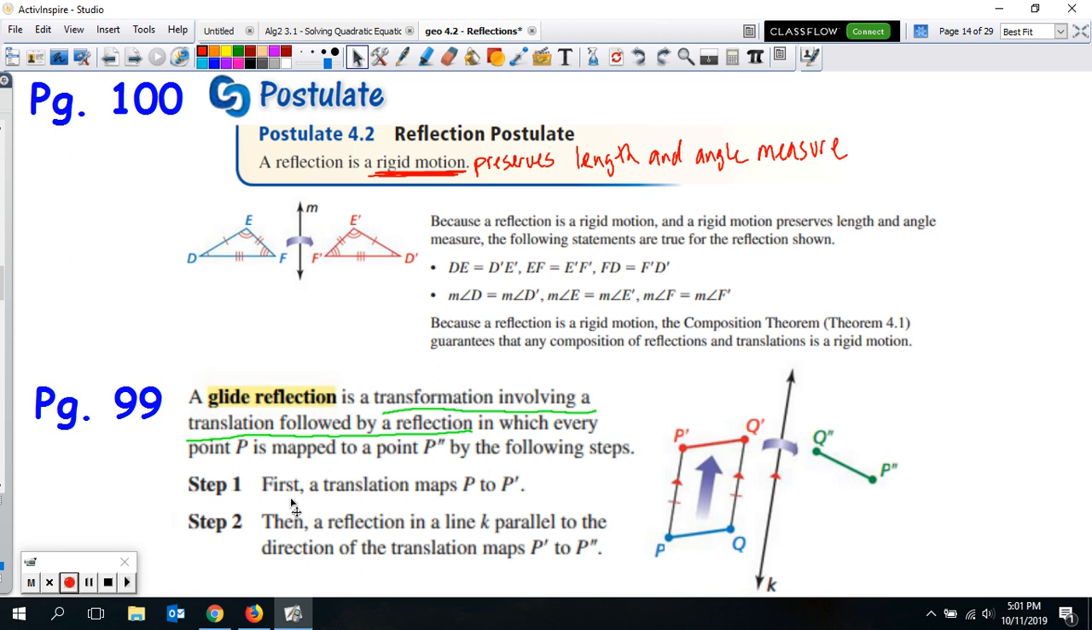So it says step 1, first translate P to P prime. So that's what they're doing there. You're translating these up there, and then reflect over line K. So they're going to start with the blue one, move it to the red one, and then reflect it over. So you have the original here, which is just P and Q. Then you have your image here, which is P prime, Q prime, and then another image of P double prime, Q double prime, reflected over. So that's a glide reflection.